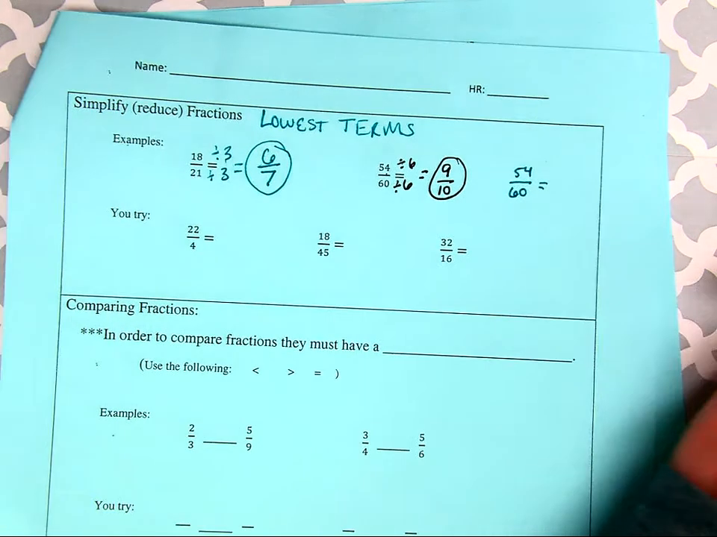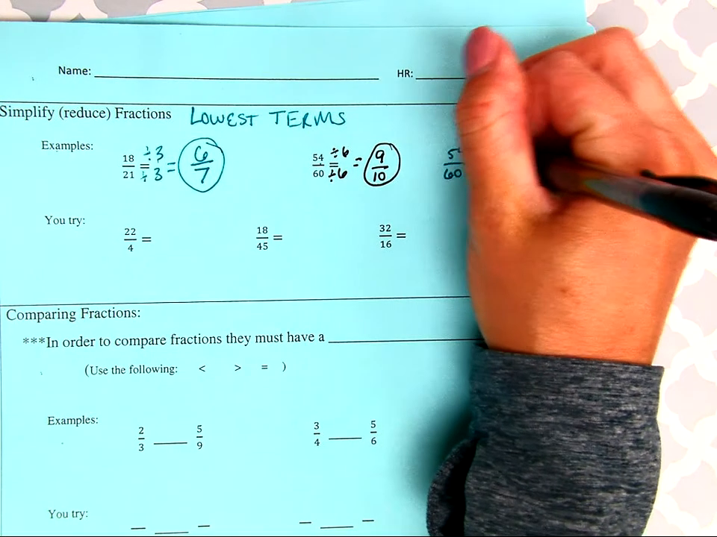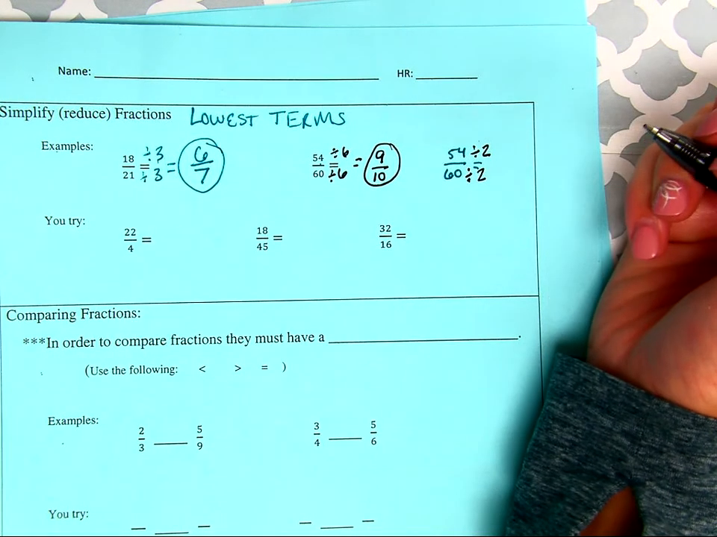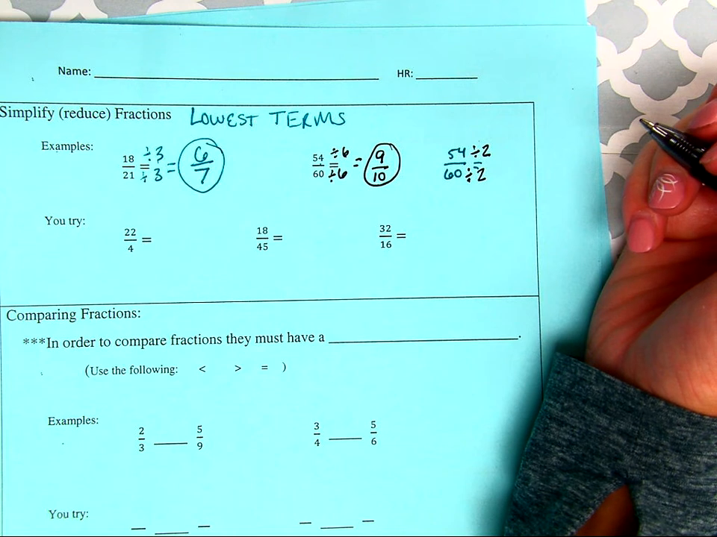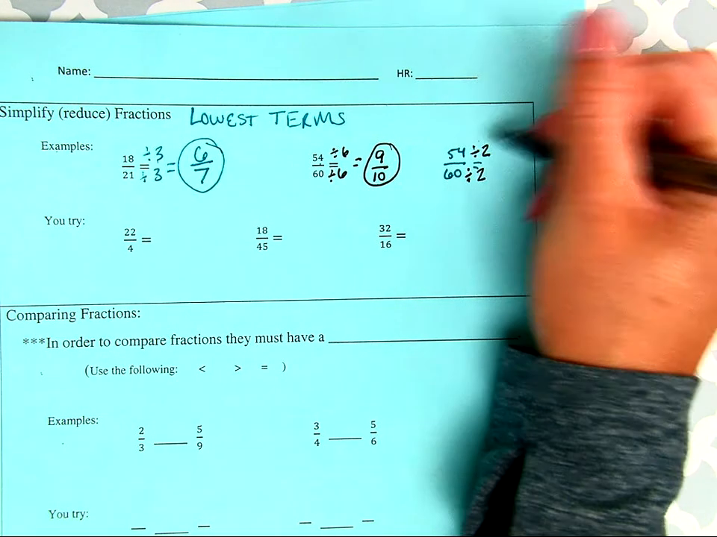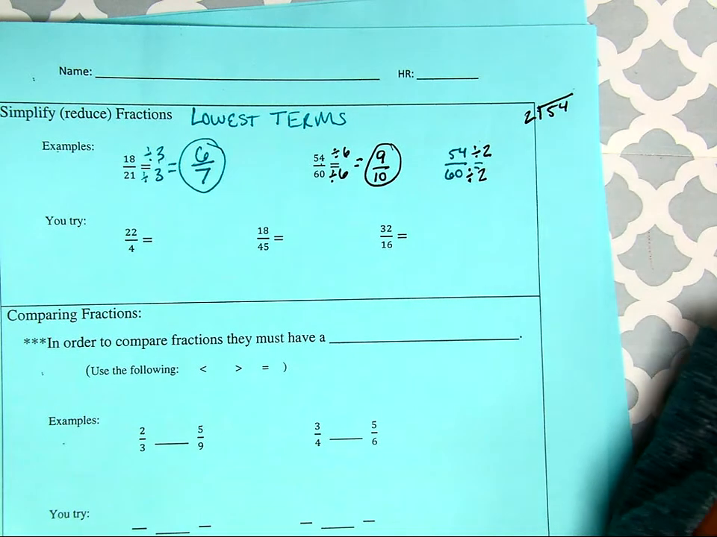But maybe you couldn't think of 6. Maybe you're like, they're both even, I'm going to divide by 2. Which 2 is often a great way to start if you're like, I don't even know what number. If they're both even, 2 is a great one to start. So 54 divided by 2, some of you might not know this in your head, so you might want to come to the side.